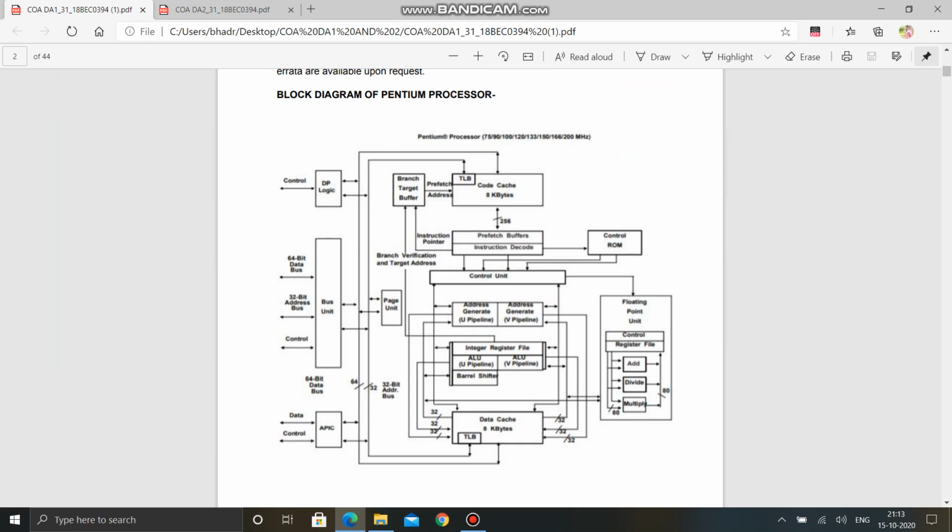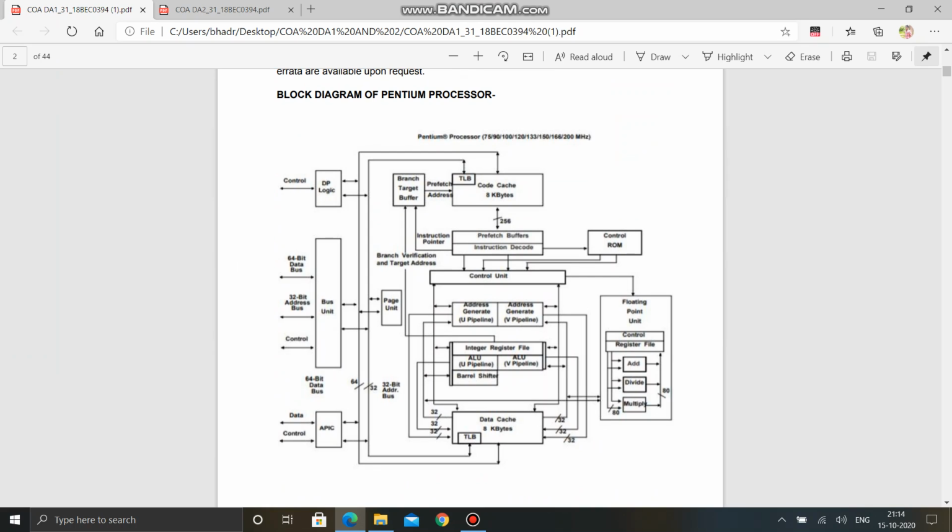The data cache has a dedicated translation lookaside buffer, called the TLB, to translate linear addresses to the physical addresses used by the data cache. The code cache, branch target buffer and prefetch buffers are responsible for getting raw instructions into the execution units of the Pentium processor.